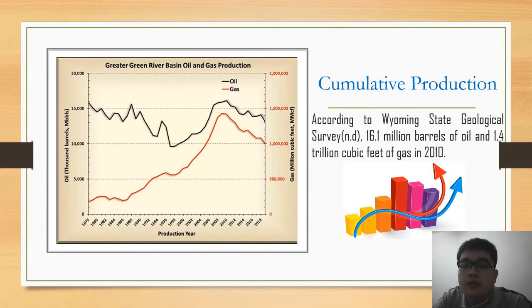According to the Wyoming State Geological Survey, the picture shows the cumulative production of oil and gas in the Greater Green River Basin from 1978 to 2018. The highest production of oil and gas was in 2010, which was 16.1 million barrels of oil and 1.4 trillion cubic feet of gas.